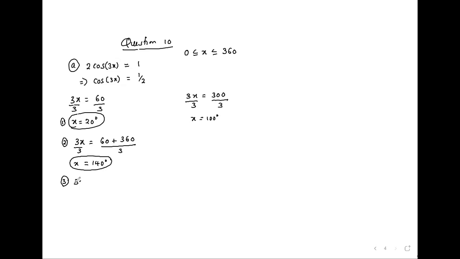So 3x is equal to 60 plus 360 plus 360. This is the second coterminal, okay? And then we'll have to divide it by 3. So that was 60 plus 360 plus 360, that's 780. And then we divide it by 3. So we have x is equal to what? This divided by 3, we get 260.